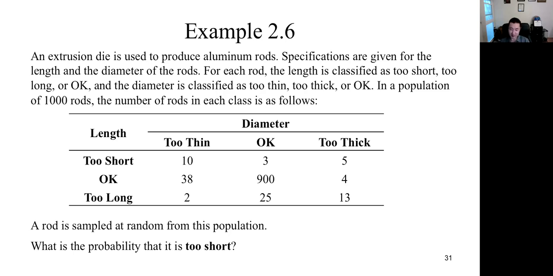Okay, so the answer is, how many rods are too short? So that is 10 plus 3 plus 5. Okay, so 10 plus 3 plus 5 is equal to 18. So 18 divided by the total number of rods, which is 1000. That is the probability the rod is too short. Make sense? Okay, again, the probability it is too short is 10 plus 3 plus 5 divided by 1000.